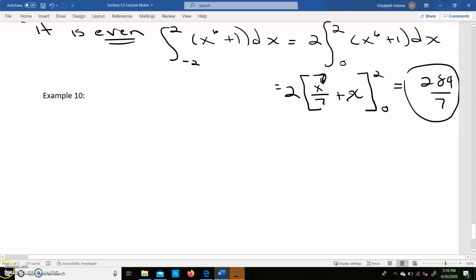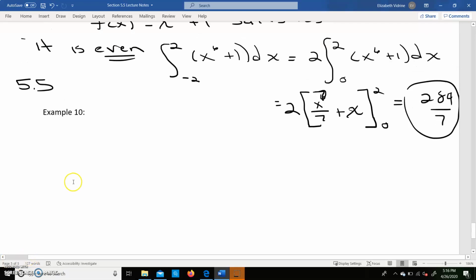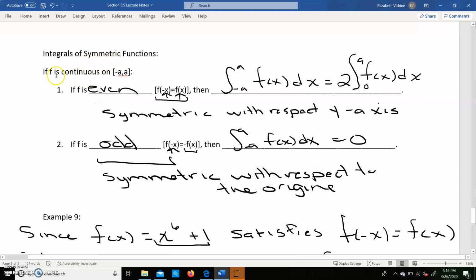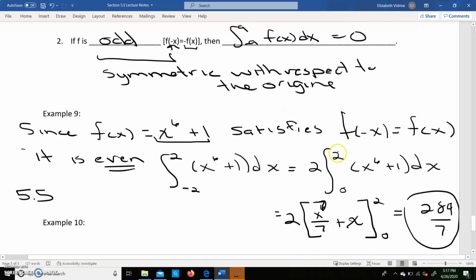Okay, so the last example in section 5.5, dealing with the substitution rule, is going back to the integrals of symmetric functions. If f is continuous on the interval from negative a to positive a, and f is an odd function, which means if you plug negative x into the function, you get the opposite of the function, then the integral from negative a to a is equal to 0.